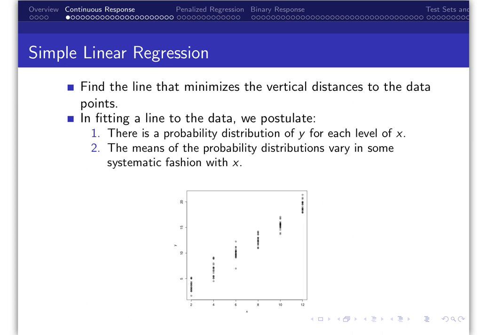Given we have a set of data, how can we fit the regression line? Our goal is to find the line that minimizes the vertical distances to the data points. In fitting a line to the data, we postulate that there is a probability distribution of y for each level of x. And the means of the probability distribution vary in some systematic fashion with x. So regression considers the frequency distribution of one variable when another is held fixed at each of several levels.